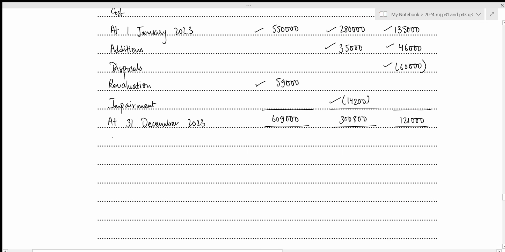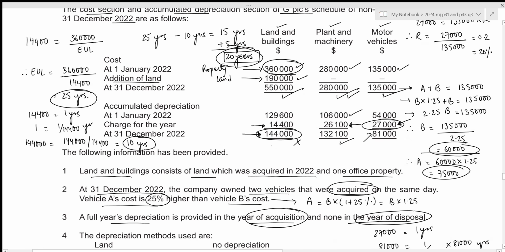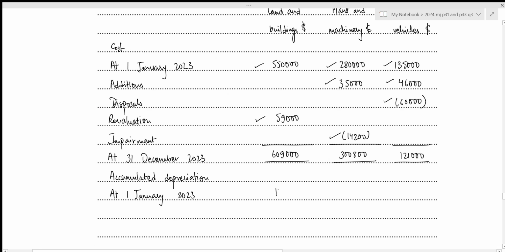Now let's move towards the accumulated depreciation section. So we first write down the accumulated depreciation at 1st January 2023. And for this one, we can just copy down the values for accumulated depreciation at 31st December 2022. That will be 144,000, 132,100, and 81,000.